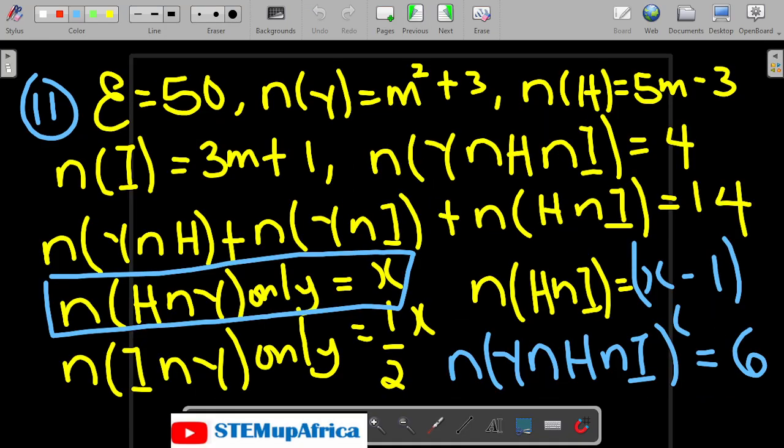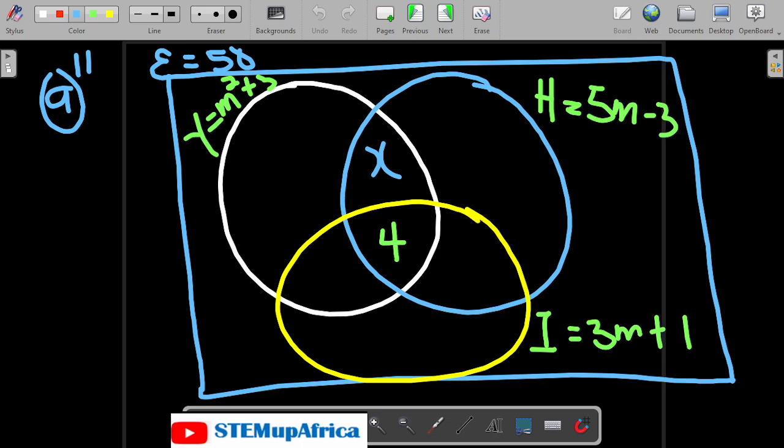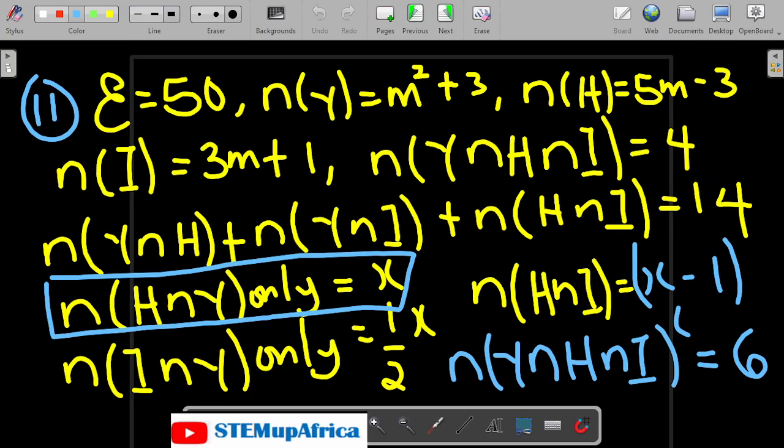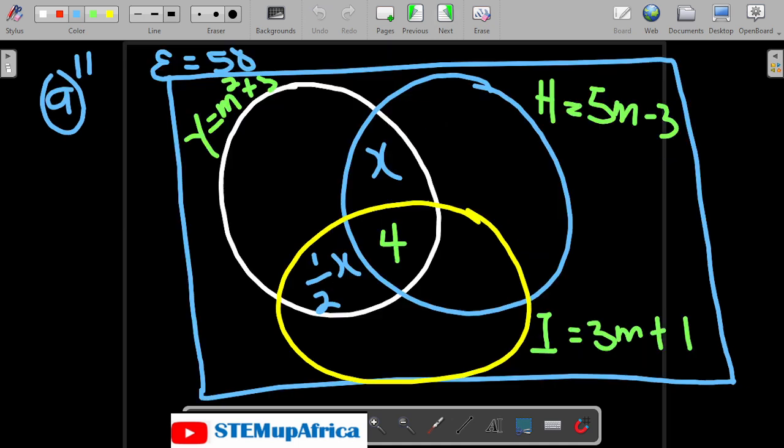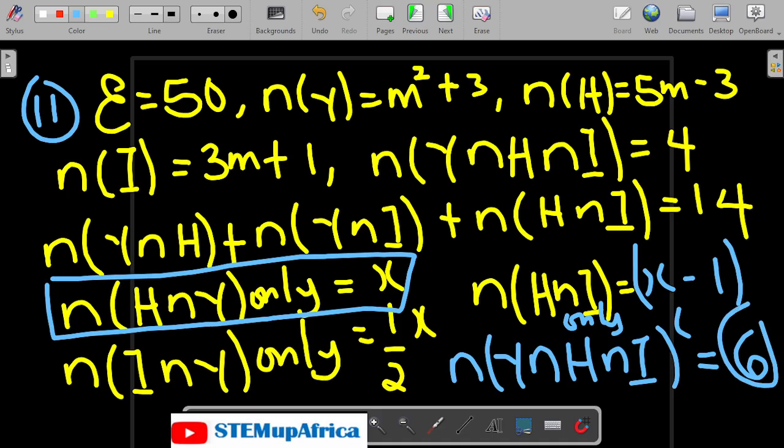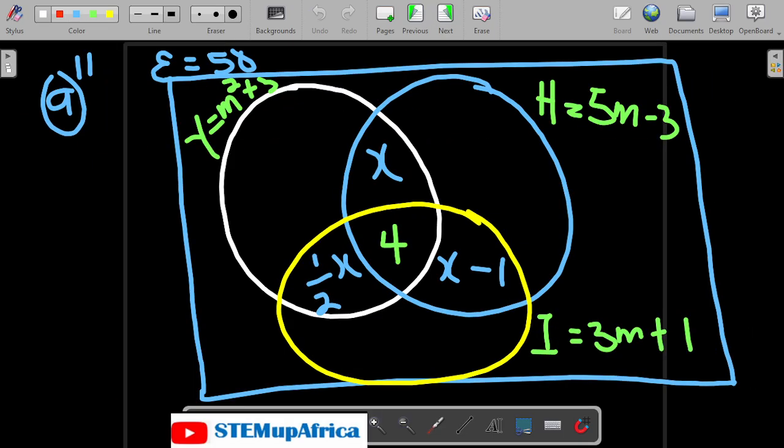Then the number that speak Igbo and Yoruba only is 1/2x. Igbo and Yoruba here becomes 1/2x. And the number that speak Hausa and Igbo only is x minus 1. So here becomes x minus 1. Then we are told that 6 could not speak any of the languages. So here will become, let's put the 6 here.